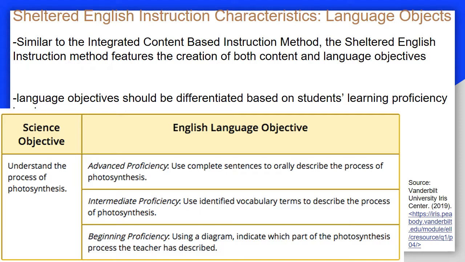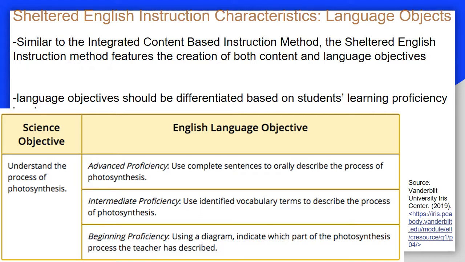Then for your language objective, you could have different language objectives based on students' abilities. So beginner students, you might provide a diagram, and your goal is that students indicate which part of the photosynthesis process the teacher has described. So they might indicate by saying it out loud or by writing it down.